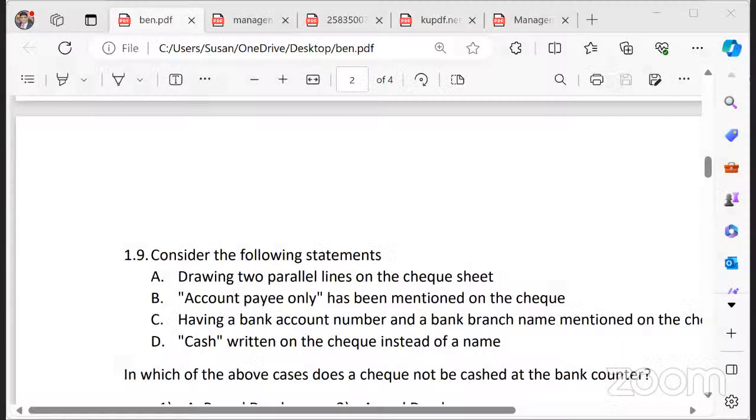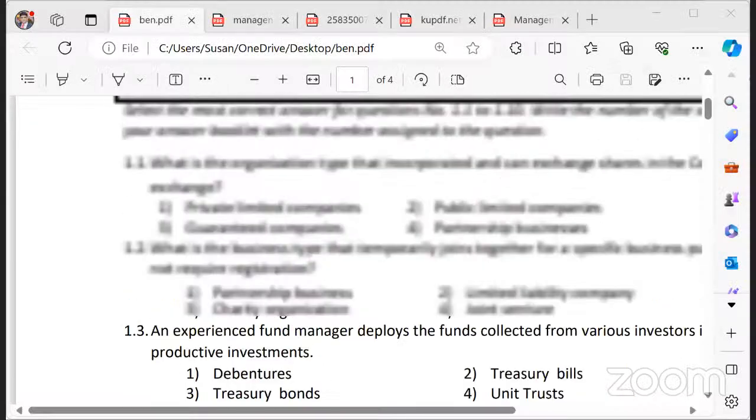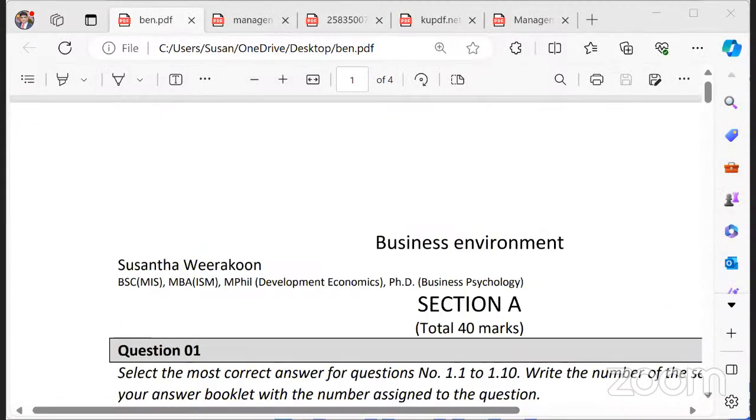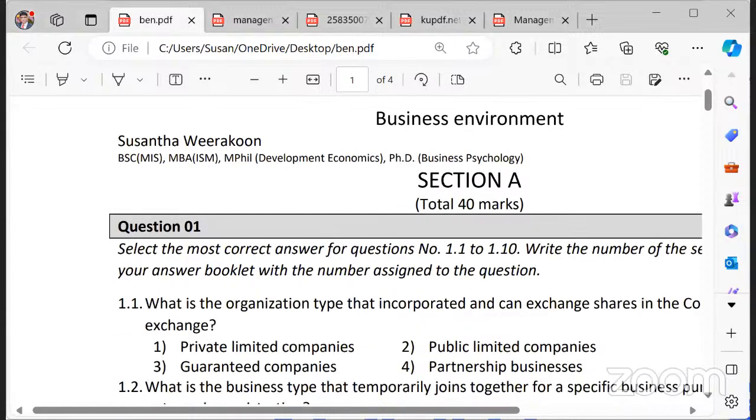Ben session, Ben subject. Okay, today I'm going to explain to you, first of all, the structure of your paper. I know that you have gone through your paper, but my responsibility is to explain it again. This is the model paper I have shared with you, specially developed for this session.